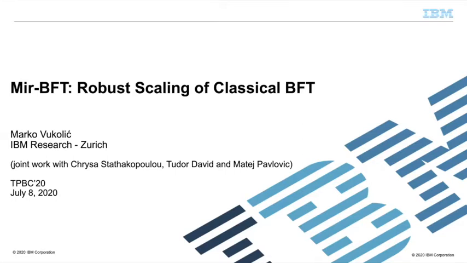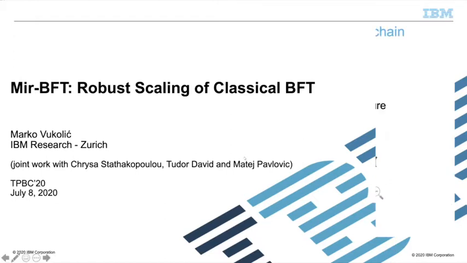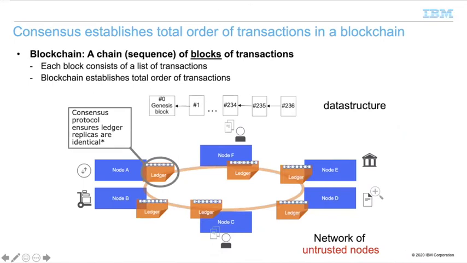So this talk is indeed about Mir-BFT, and basically let me start the talk. Okay, so basically, this talk is about consensus. In particular, it's about BFT consensus. And here we use consensus to establish in a blockchain network total order of transactions, right?